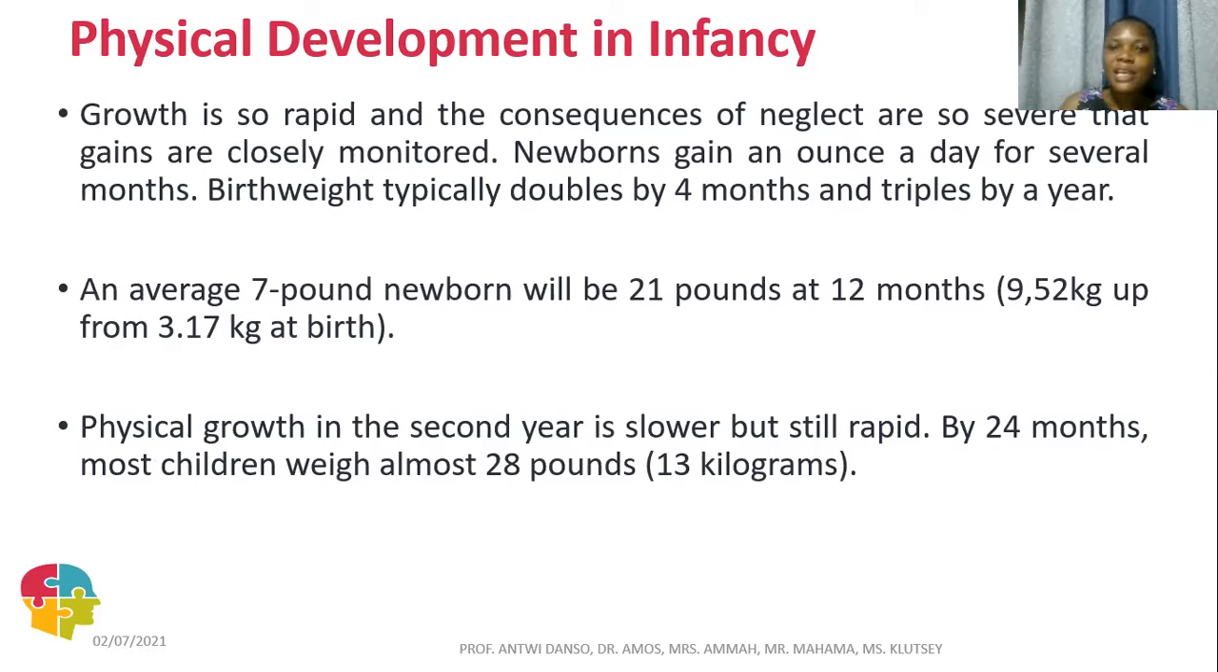So usually, children that are around 3.3 to 3.5 kg at birth, or let's say 7 pounds, will become 21 pounds. That is about 7 kg by the time that they get to the first year. But when it gets to second year, growth is a bit slow, but it is also rapid. So by the time the child gets to 2 years, then the child is about what, 28 pounds.